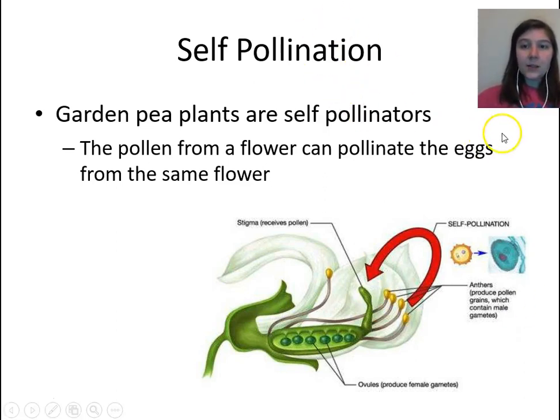Self-pollination, just like it sounds, is when a single flower can pollinate itself. So garden pea plants are self-pollinators. The pollen from a flower can pollinate the eggs from the same flower. So you see here, very simple. The pollen from the anthers will go right onto the stigma, and these sperm cells will be able to pollinate this egg cell. And that can be a good thing because it means that they don't have to worry about being close to another plant for pollination, but it can also be a bad thing because it can reduce genetic diversity.